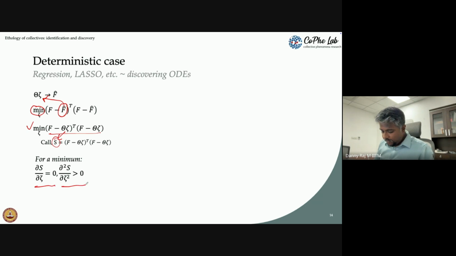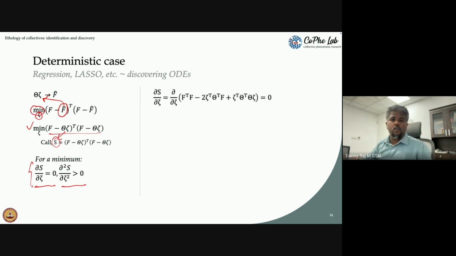This is from calculus. The first derivative of S with respect to this variable, which we are trying to understand, should be 0. And the second derivative should be positive. So we are going to evaluate this for this thing. Even if you don't follow the entire thing, what you need to know is that what I'm basically showing is a linear regression problem, which ultimately boils down to a very simple formula.